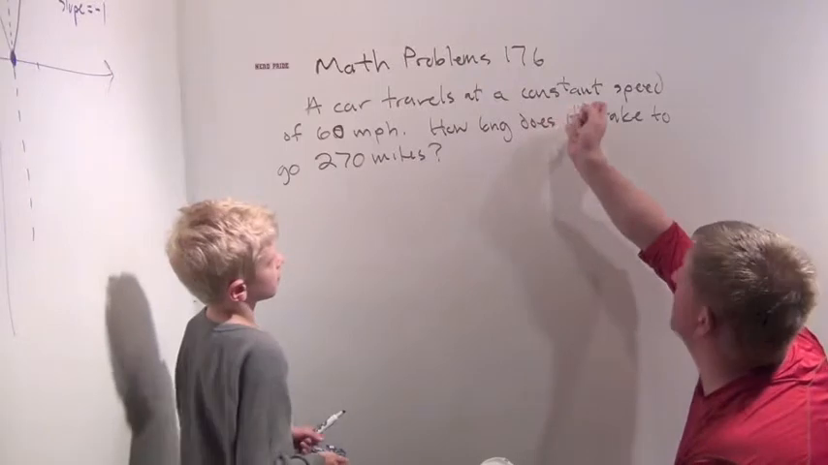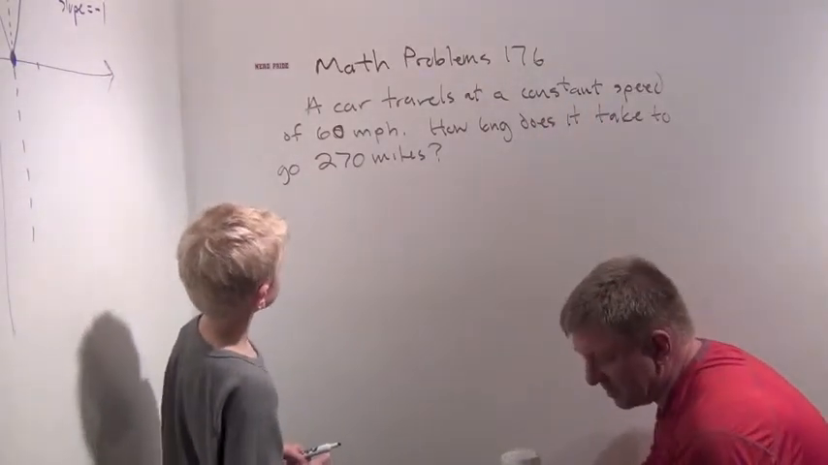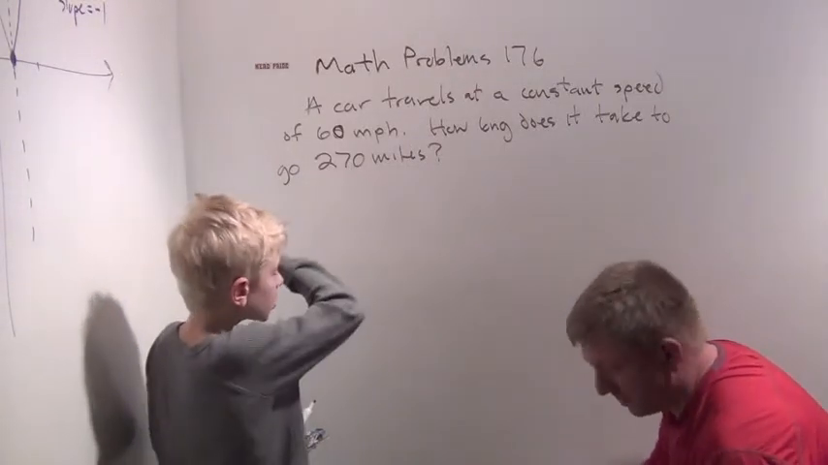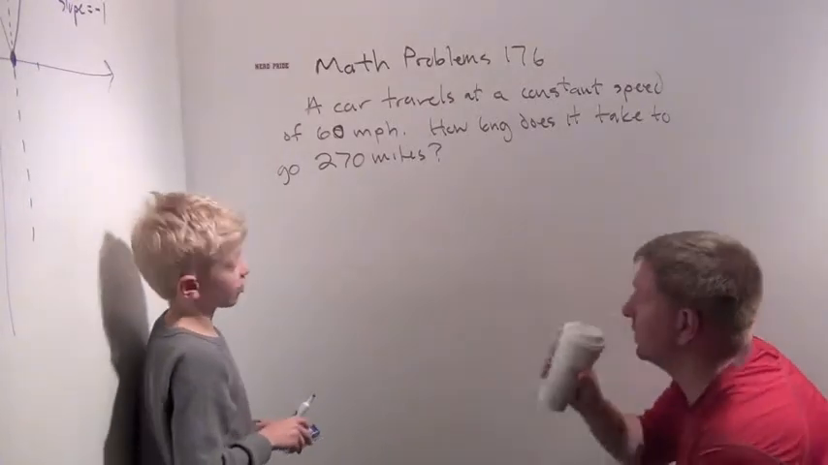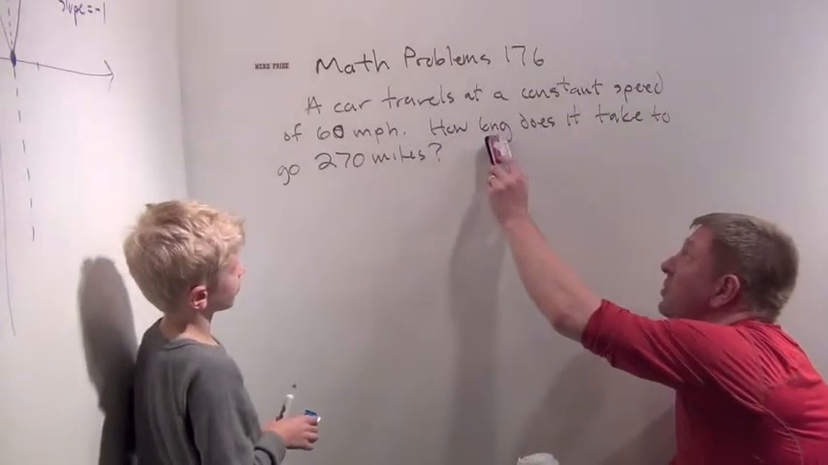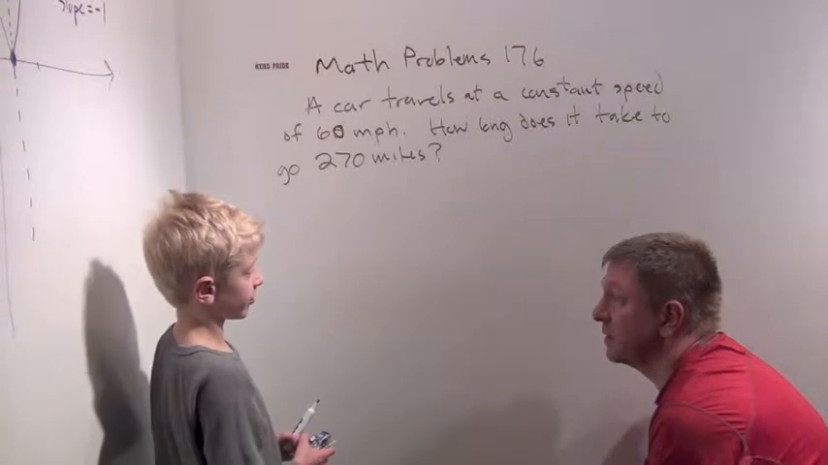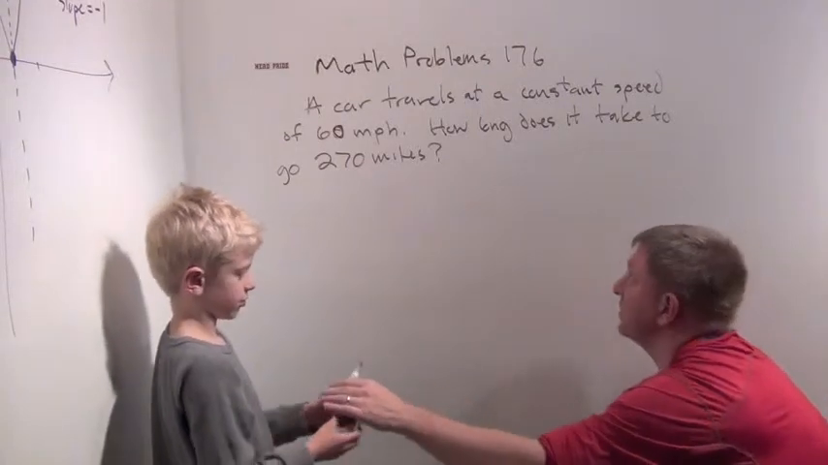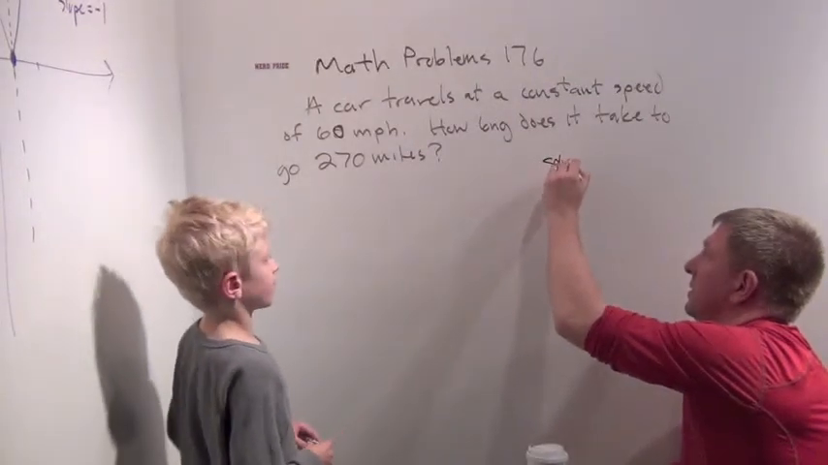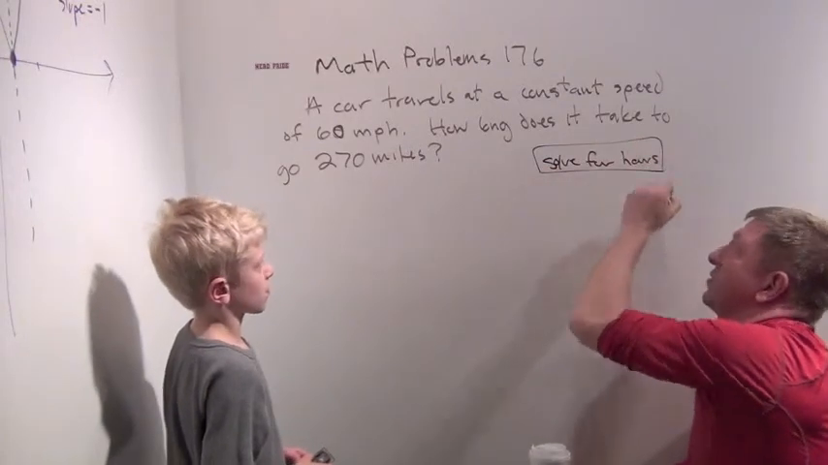A car travels at a constant speed of 60 miles per hour. How long does it take to go 270 miles? Do you understand the question? Yep. What are we trying to solve for? We're trying to solve for how long it takes to go 270 miles. We're trying to solve for hours. Right, hours. So let's write that. We're going to try to solve for hours or time.